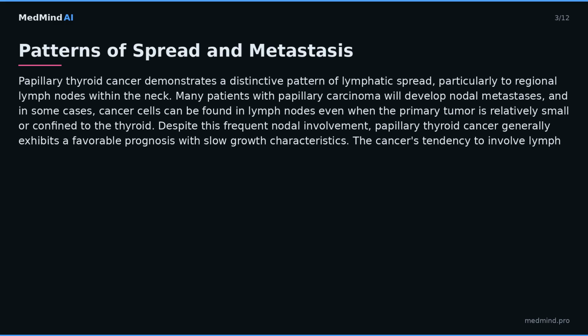Follicular thyroid cancer, by contrast, demonstrates a greater propensity for hematogenous spread, dissemination through blood vessels to distant organs such as the lungs, bones, and liver. This difference in metastatic behavior is clinically significant, as it influences the urgency of treatment and the sites where healthcare providers must monitor for disease recurrence.